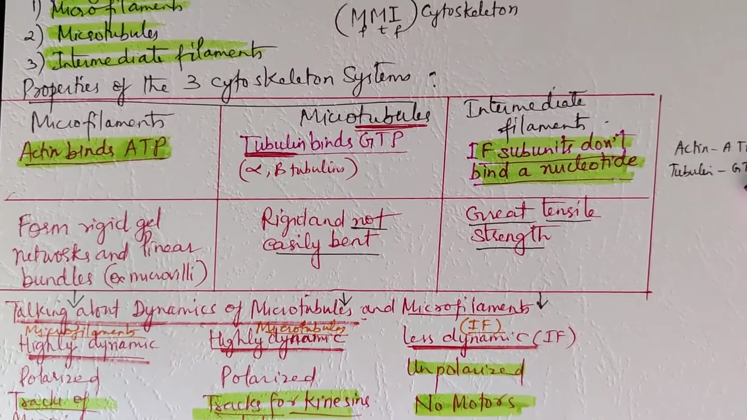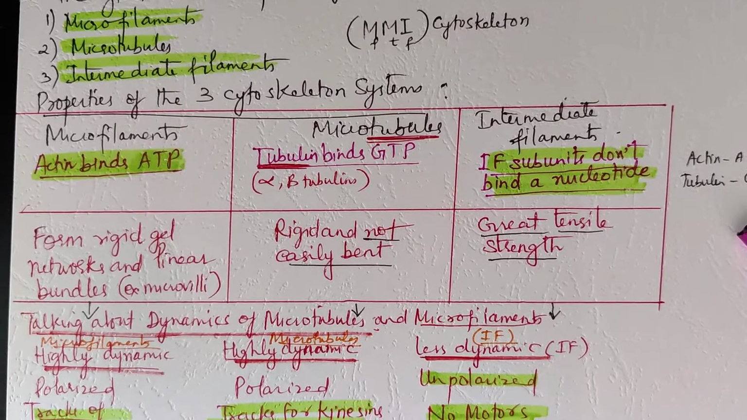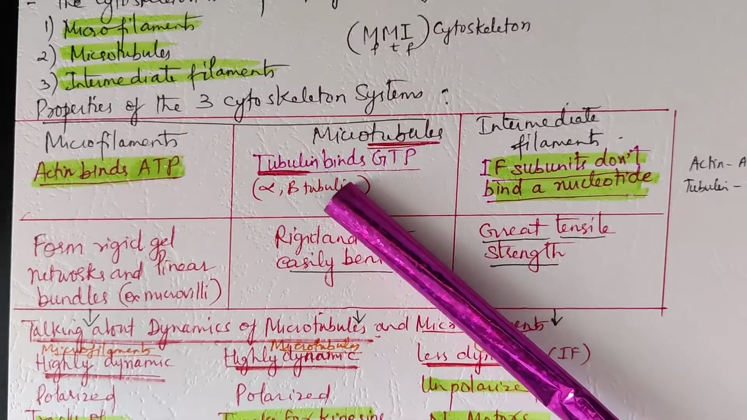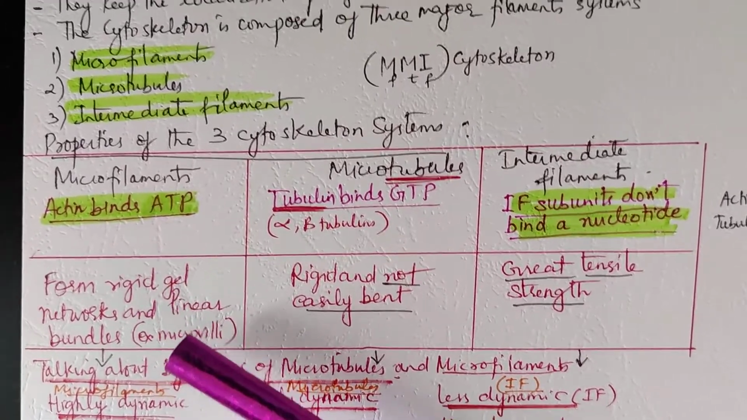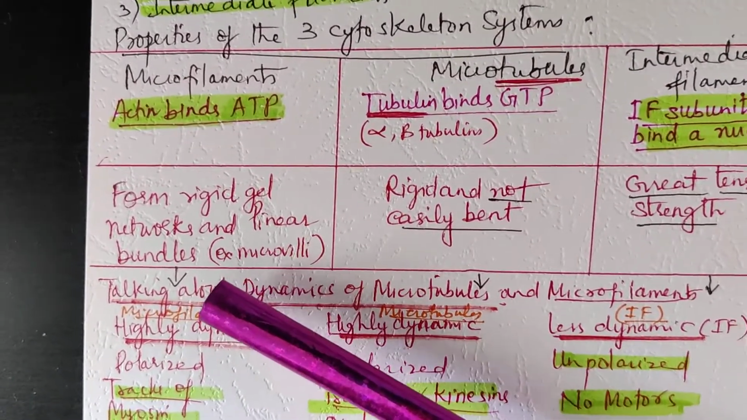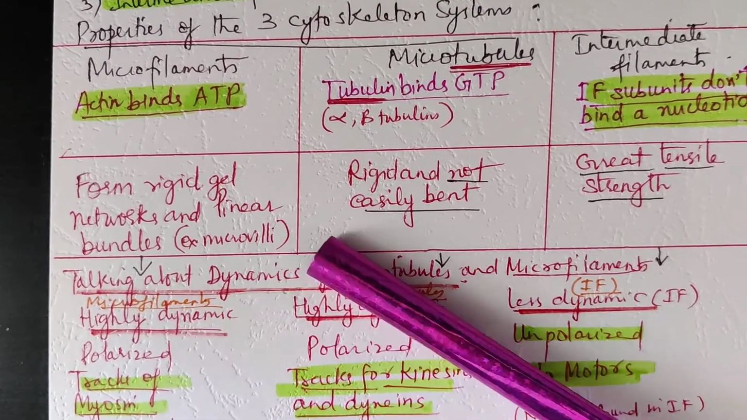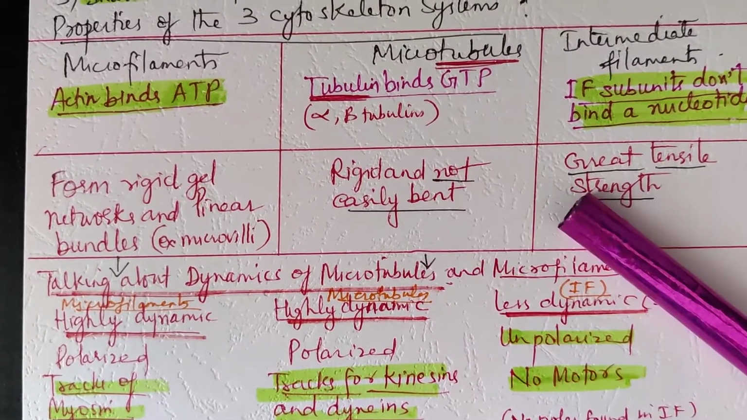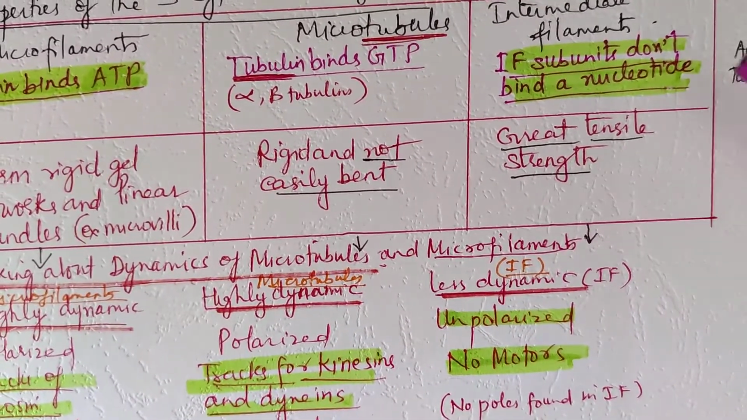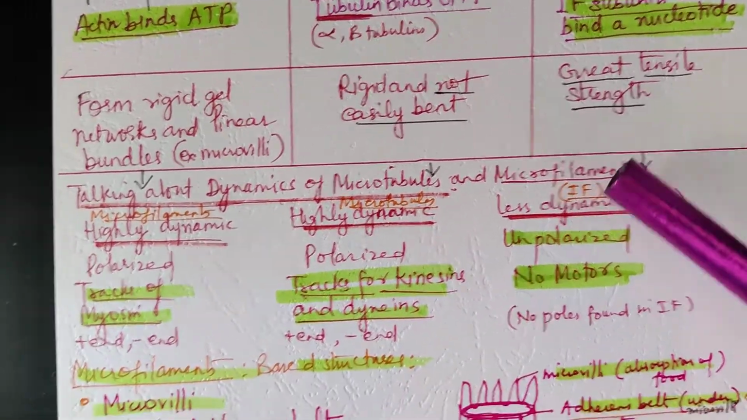Actin is concerned with ATP and tubulin is concerned with GTP. As it is written here, tubulin binds GTP, whereas actin binds ATP. The second point is microfilaments form rigid gel networks and linear bundles, for example microvilli. Microtubules are rigid and not easily bent. They don't bend at all. Intermediate filaments have great tensile strength.